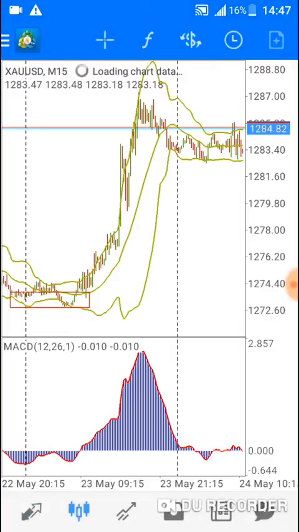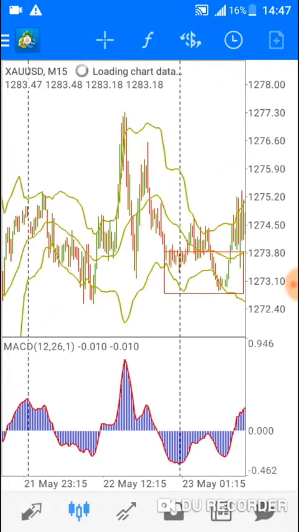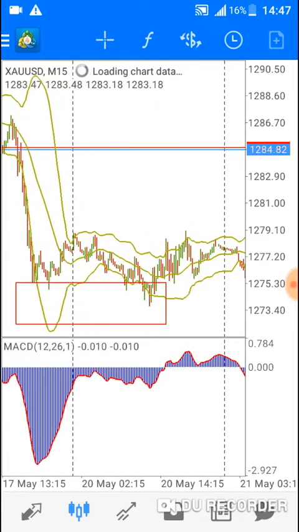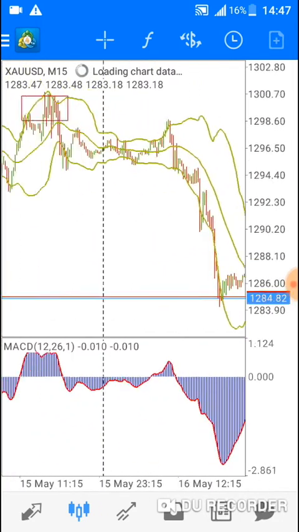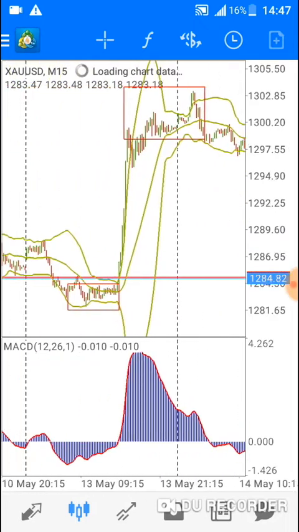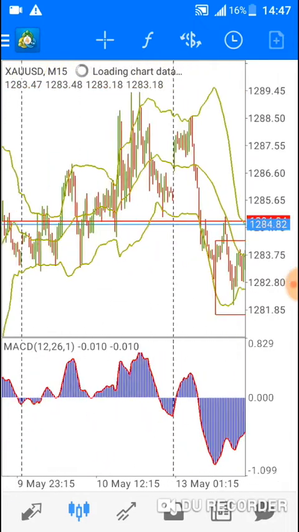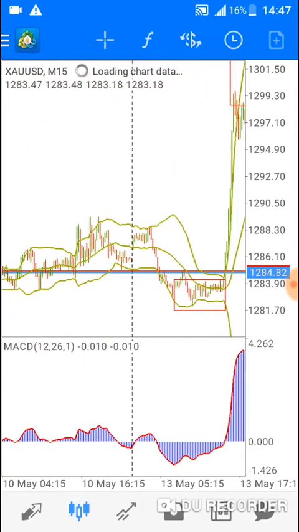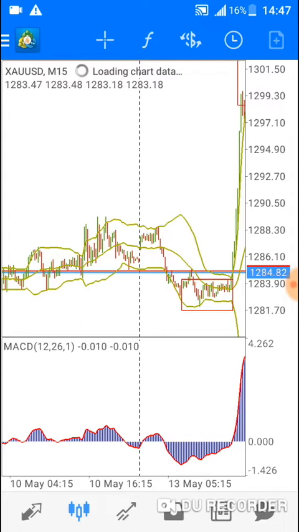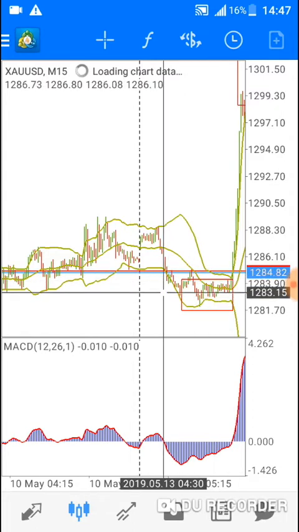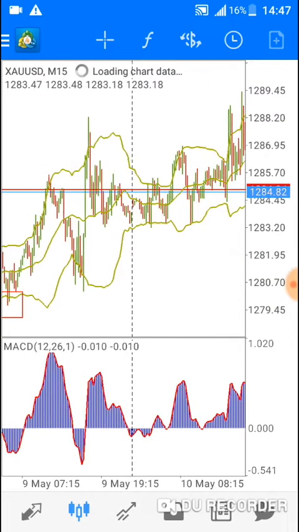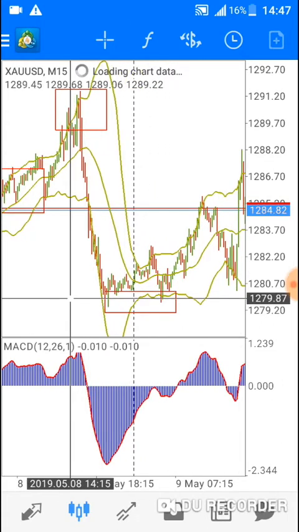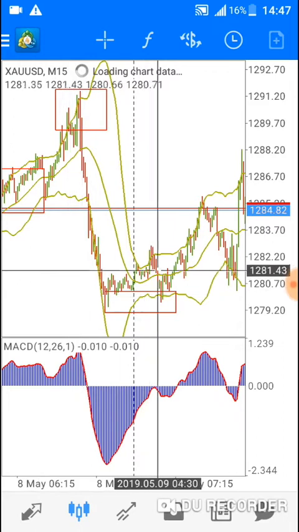So I have gold, I had a few setups on gold, so that's one, that's another one, a winner, that's another one, a winner, this another one, a winner. So this another one here, a winner. This another one, this was forming a double bottom, so it was also a winner.